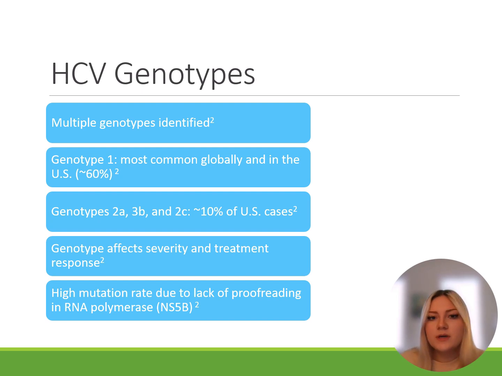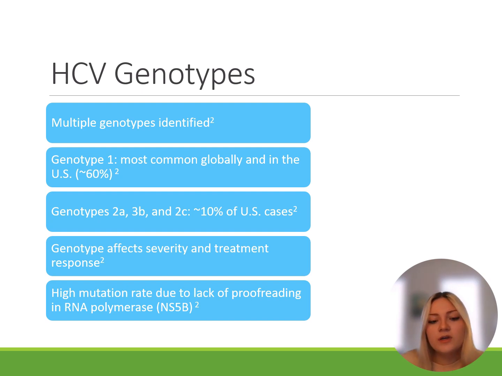There are multiple genotypes of hepatitis C that have been identified so far. Genotype 1 makes up around 60% of cases. It's the most common globally as well as in the US. Additionally, genotypes 2A, 3B, and 2C make up around 10% of US cases, and any other subsets of genotypes would be an even smaller percentage. It's important to know the genotype your patient has, as it can affect the severity of the disease, treatment options, and treatment response.